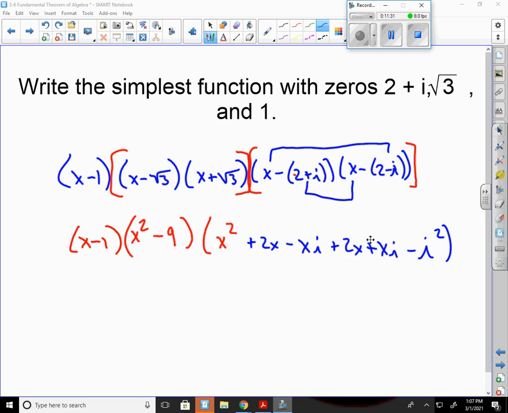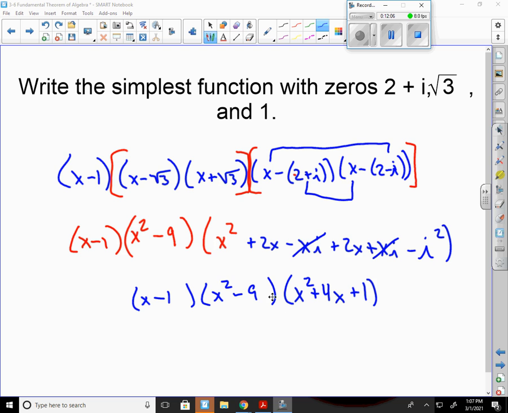So that last one is tough. But now we can simplify. I have negative xi plus xi. Those cancel out. 2x plus 2x is 4x. Then i squared is negative 1. It's minus a negative 1, so that's plus 1. And it's times x squared minus 3 times x minus 1. As if that wasn't all enough, now we have to distribute this stuff out as well.